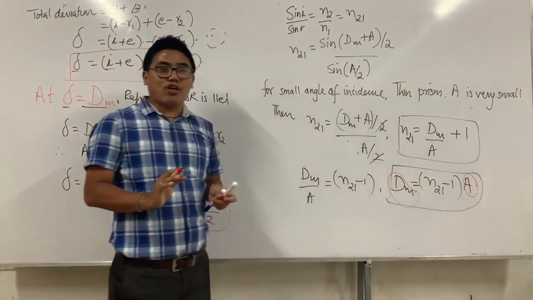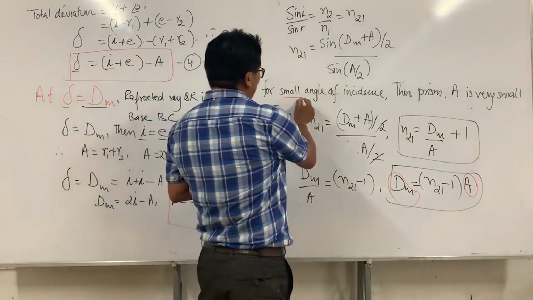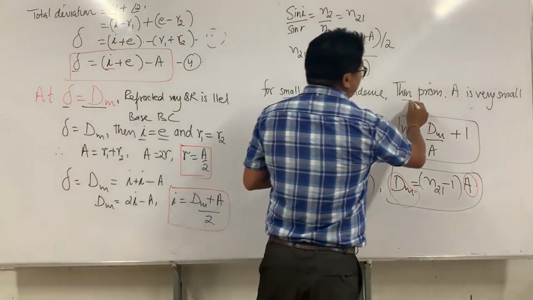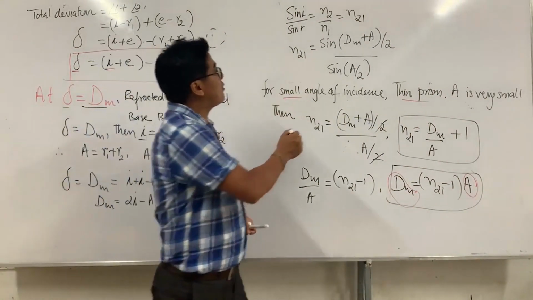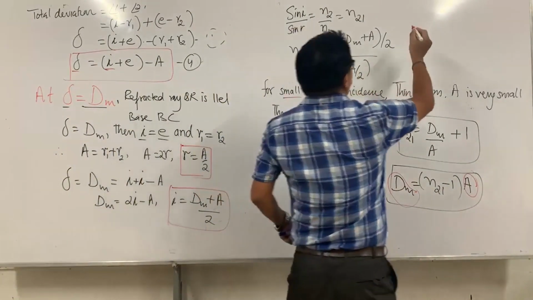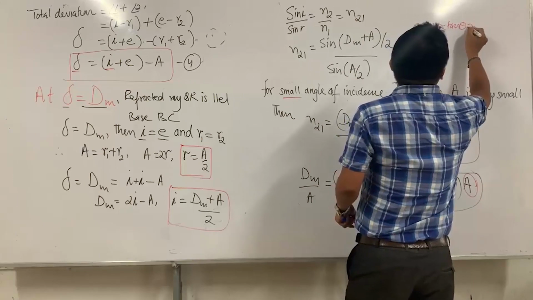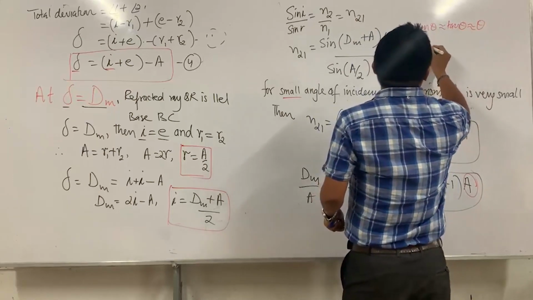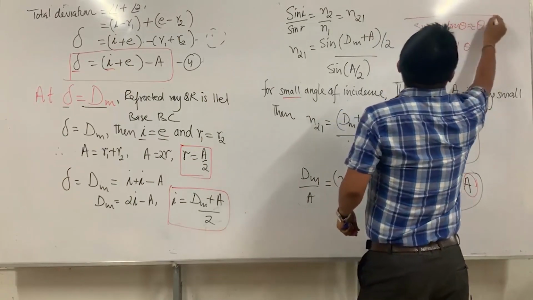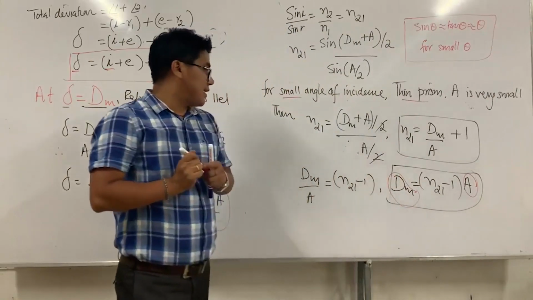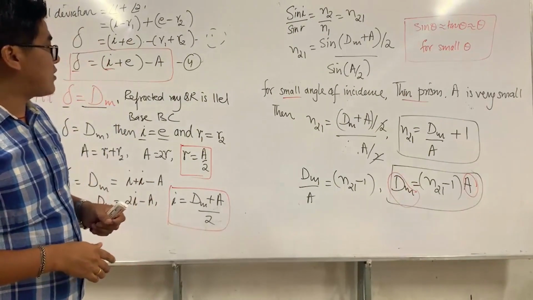And again, this is not true for all prisms. The condition has to be this: for a small angle of incidence and for thin prisms, this is true. Why? Because we took these conditions. Just to remind you, if theta is small, sine theta is almost equal to tan theta, which is almost equal to theta, for small theta. So this is the refraction of light through prisms.